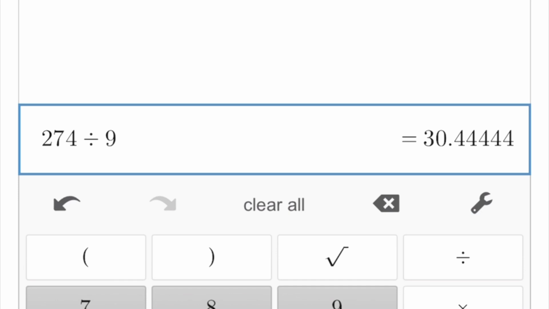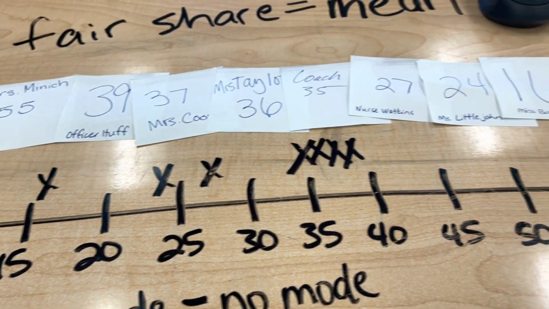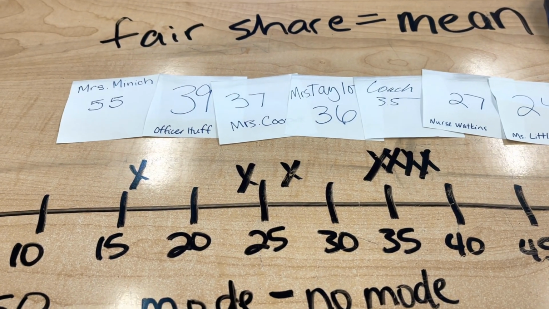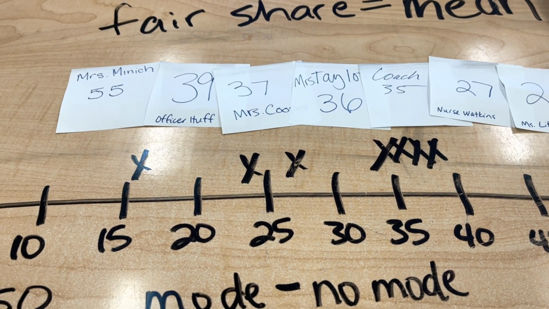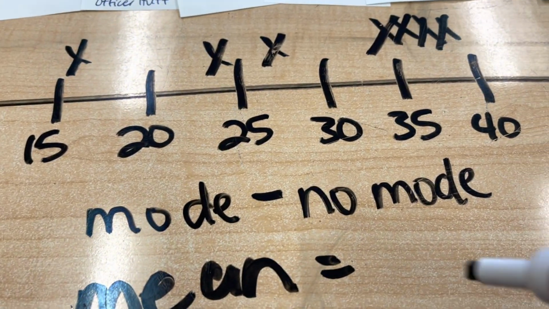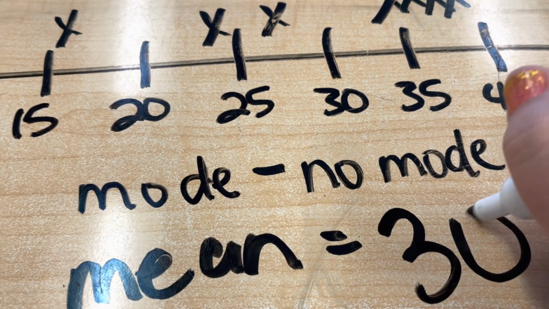So now everyone has the same amount and everyone has a fair share. After I added all of my data together and divided by how many numbers, how many students, or how many adults I had, I get my mean, which when I round to the nearest whole number is 30.